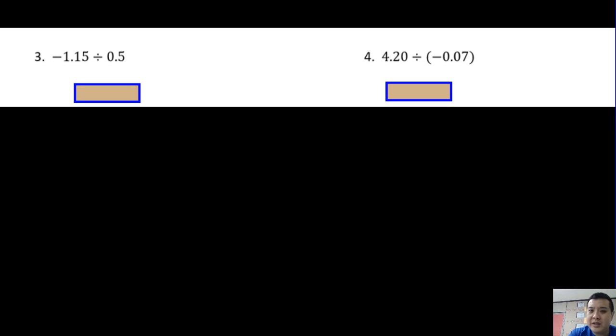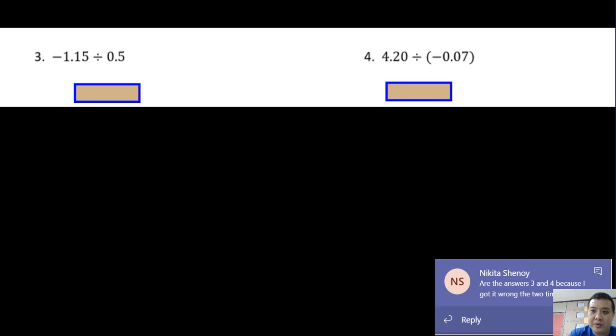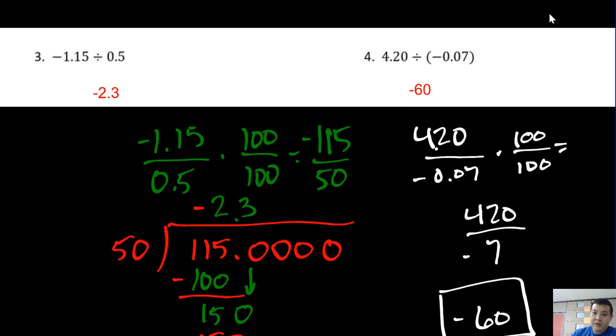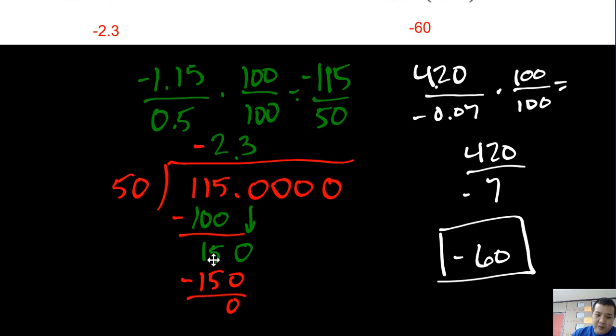Go ahead and try these last 2 out on your own. What you should have found is that for number 3, the answer is negative 2.3, because we only have 1 negative, so our answer is therefore going to be negative. And therefore, we multiply both the top and the bottom by 100. Do the long division out. 50 goes into 115 twice, with a remainder of 15. Drop down the next 0. 50 goes into 150 3 times, so we get 2.3.